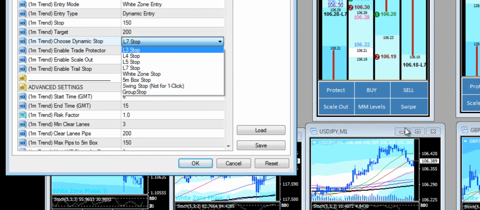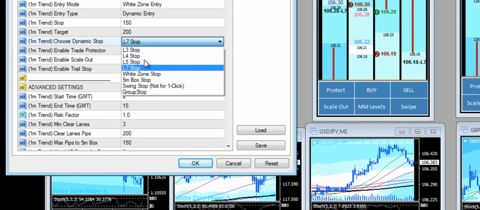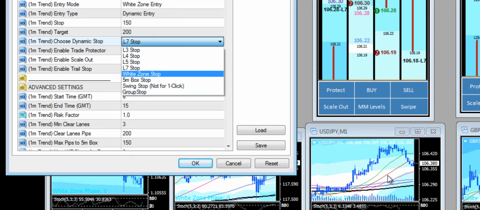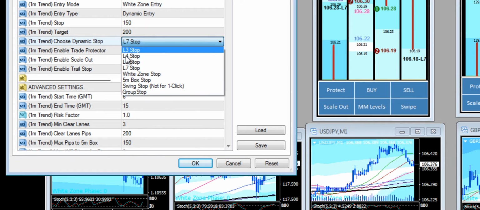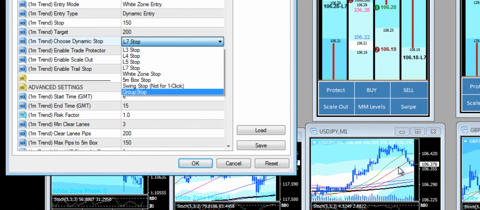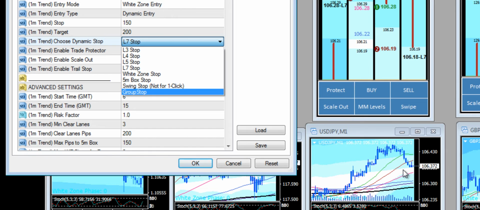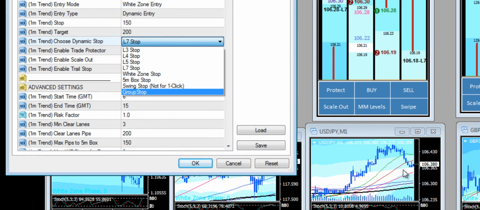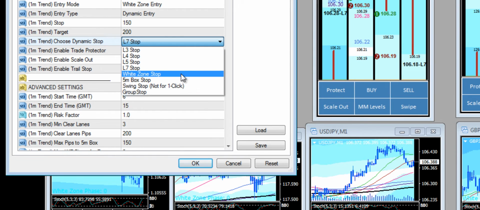So you can do an L3, which is the pink line, as a stop. You can do L4, L5, L7. If you use one of these lines as a stop, then in effect it's kind of a trailing stop, a slow trailing stop. It's always going to move up as long as your trend's working for you. So it's a dynamic stop. It's a stop that keeps changing. It moves up with you. It's not as tight as a trailing stop that takes you out early, but it's going to move up with the trade.